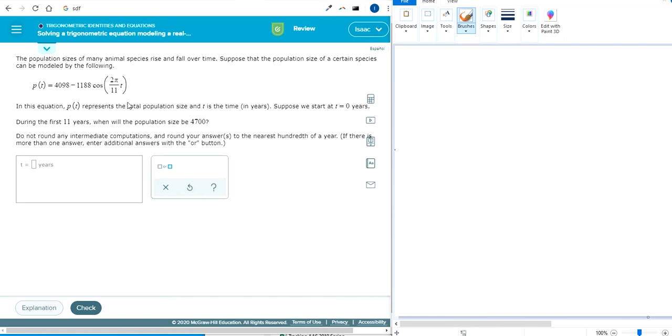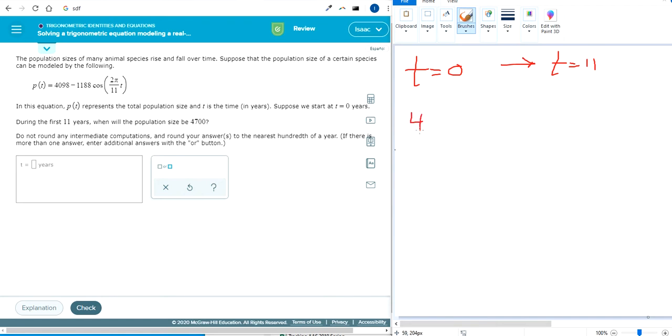Okay. So P of t represents the total population size, and t represents the time in years. So we're supposed to say during the first 11 years. So that means we need answers between t equals 0 and t equals 11. Okay, during the first 11 years. When will the population size be 4,700?